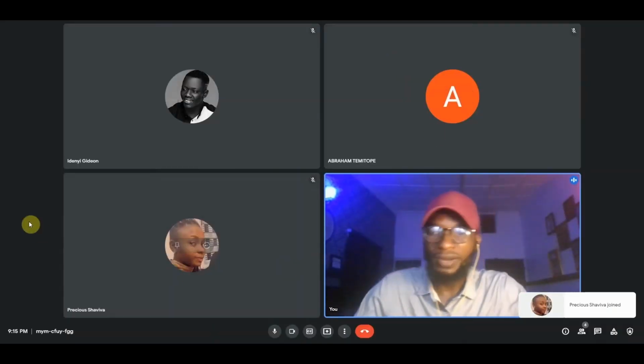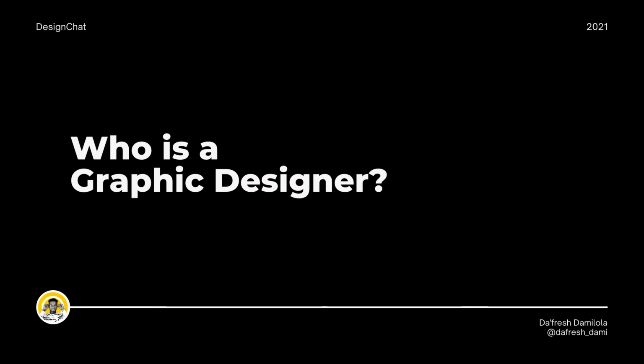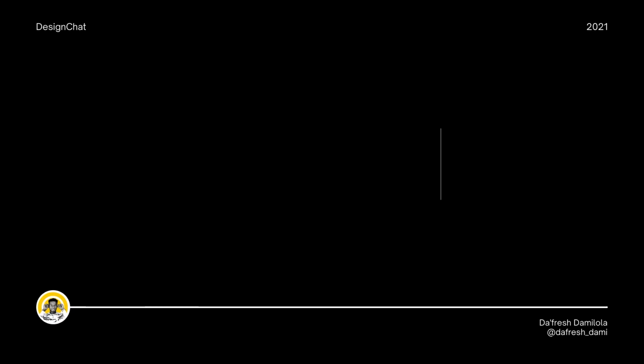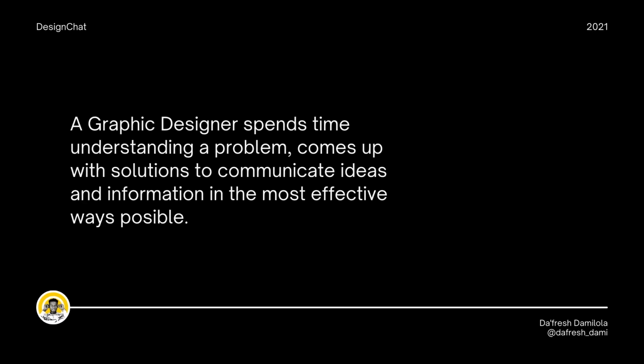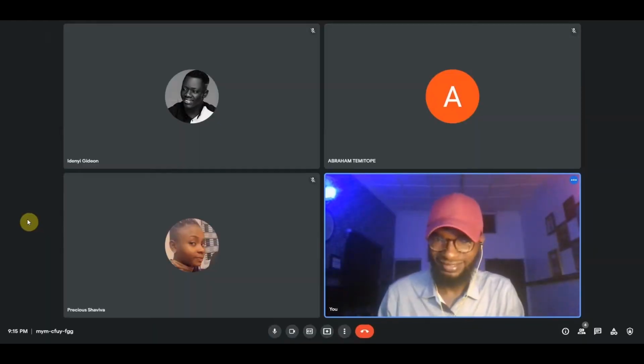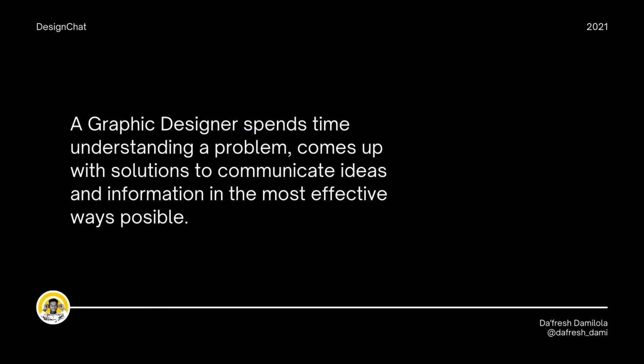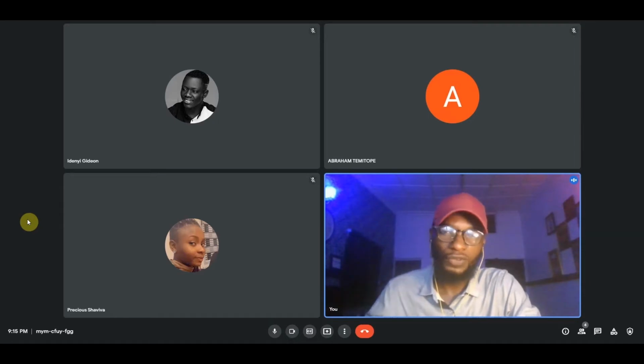Now, let me talk about what makes you a graphic designer in the first place. What makes you a graphic designer is not the software you use, right? It is actually your ability to solve a problem with design. That is what makes you a graphic designer. So your ability to understand a problem, come up with a solution, and communicate an idea in the most effective way possible. That is what being a graphic designer is all about. It's not about the software you use.